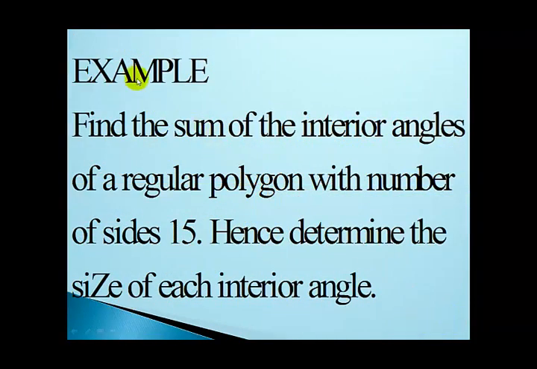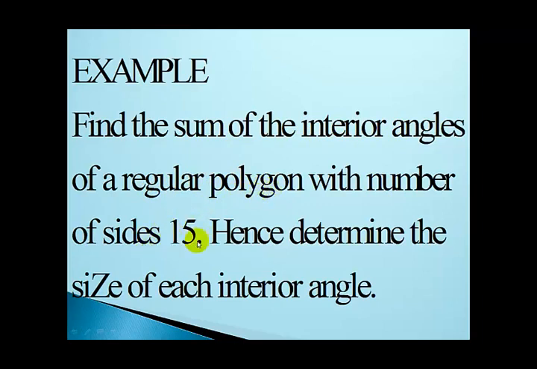Now, example. Find the sum of the interior angles of a regular polygon with a number of sides 15. Hence, determine the size of each interior angle. So from this question, we are given the number of sides of the regular polygon. Now, a regular polygon is a polygon with equal size of angles. All the angles are equal. So with a regular polygon, all the angles are equal. Now, we have to find the sum of the interior angles of a regular polygon with a number of sides n. So the number of sides has been given to be 15.